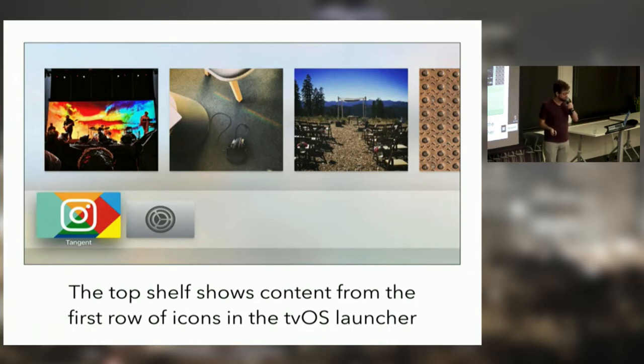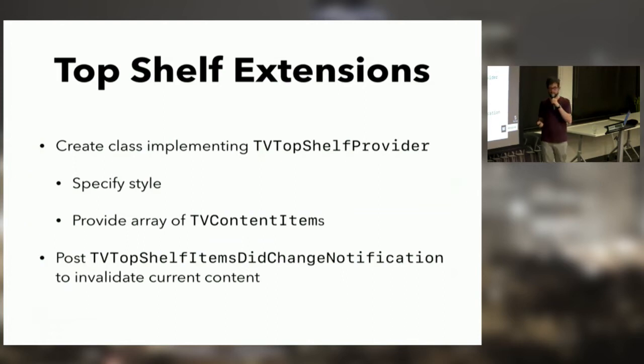So how do you implement one of these? These are implemented as extensions. So it's similar to the extensibility framework that exists on iOS, macOS, and watchOS. Basically, you create a new target and you select top shelf provider, and it actually writes a lot of this stuff for you that I've listed up here. But you create a class that conforms to TV top shelf item provider or TV top shelf provider. And that really only does two things. It specifies a style. There's two styles of top shelf content that you can show. And then you provide just a simple array of content to be displayed.